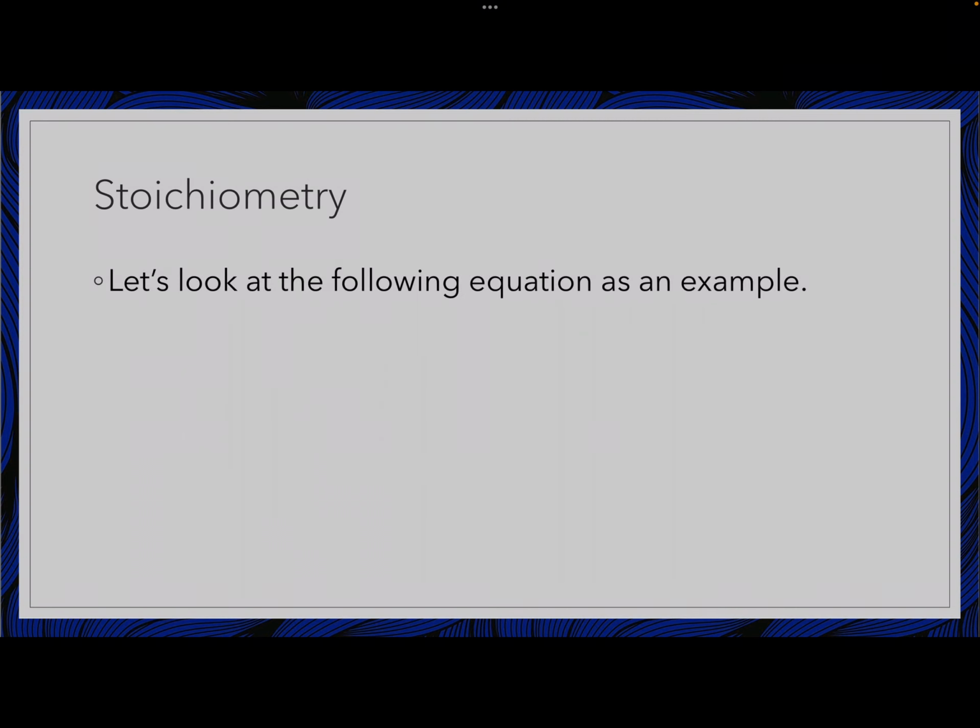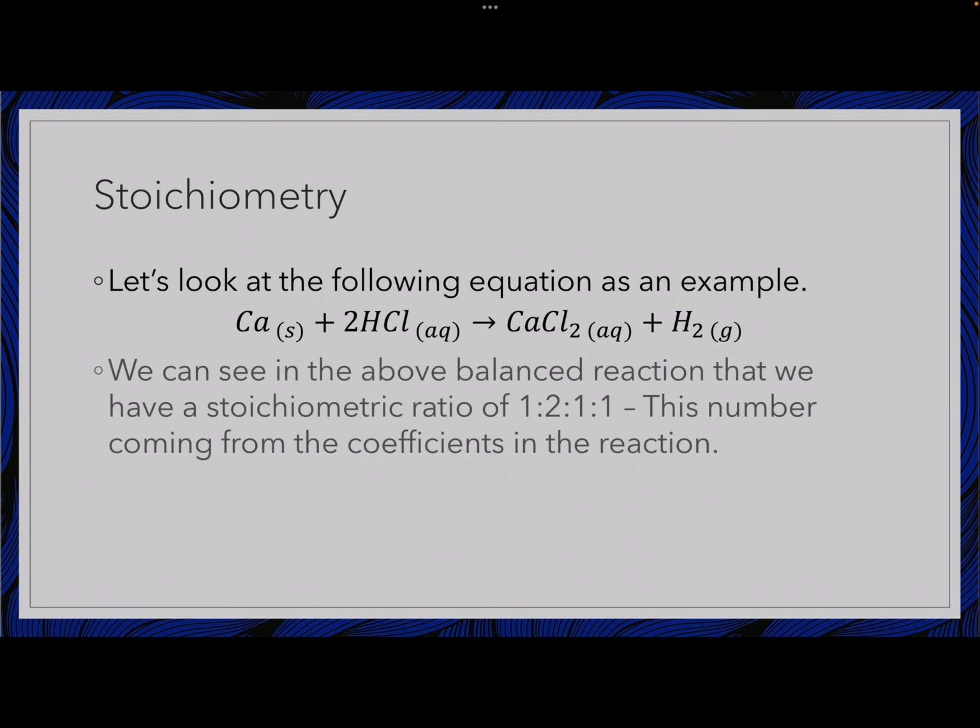So, let's have a look at the following equation as an example. Here we have calcium metal reacting with hydrochloric acid to form calcium chloride and hydrogen gas. Okay, we see in the above balanced reaction that we have a stoichiometric ratio of 1 to 2 to 1 to 1.